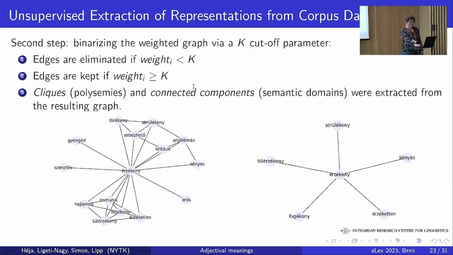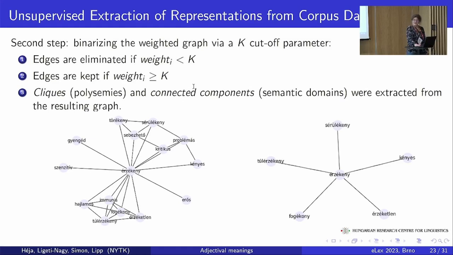And the second step was the binarization step, when the weighted graph was cut via a k cutoff parameter, and we kept all the edges that were higher than this k cutoff value, and all the other edges were cancelled. So in the third step, after cliques were searched for, representing polysemies, and connected components were also searched for, representing semantic domains. Here are two versions of the same adjective Érzékeny.